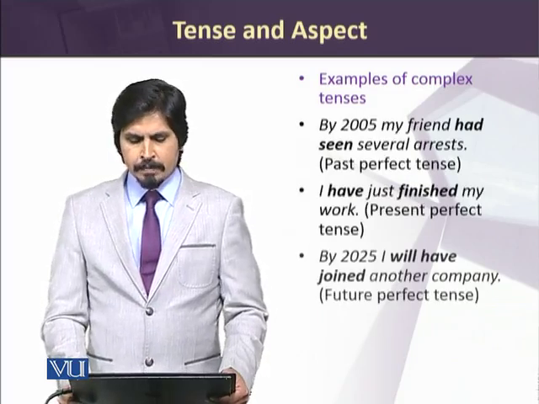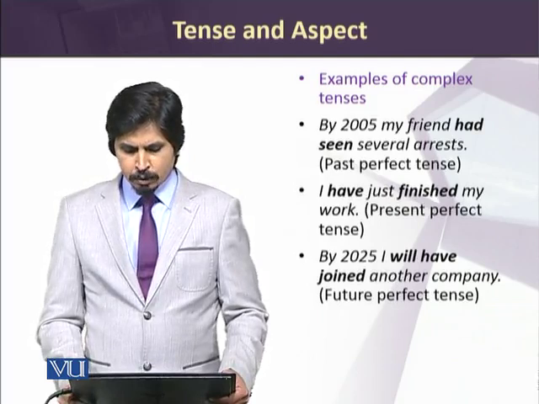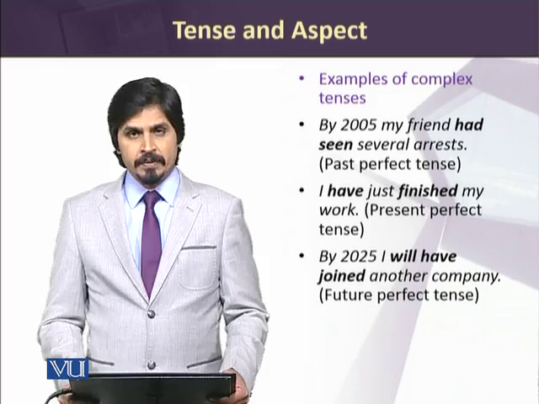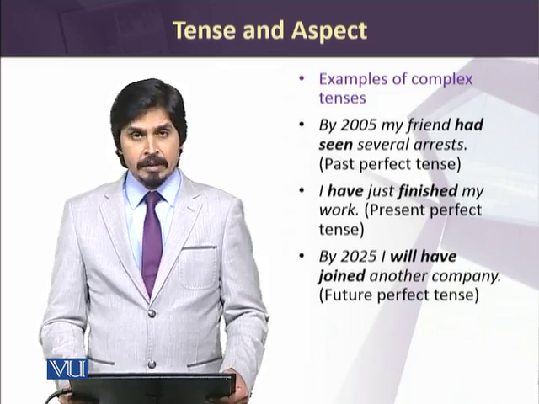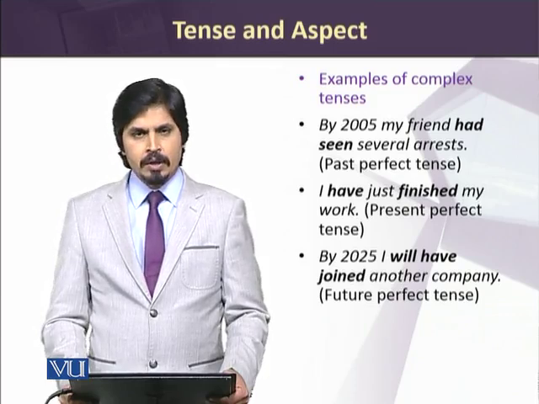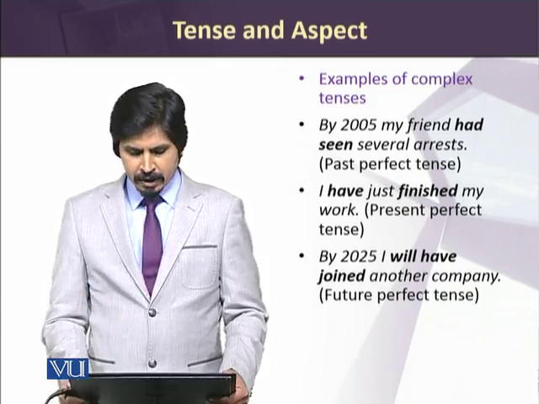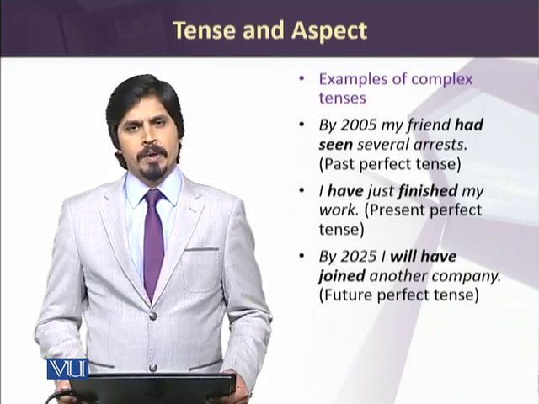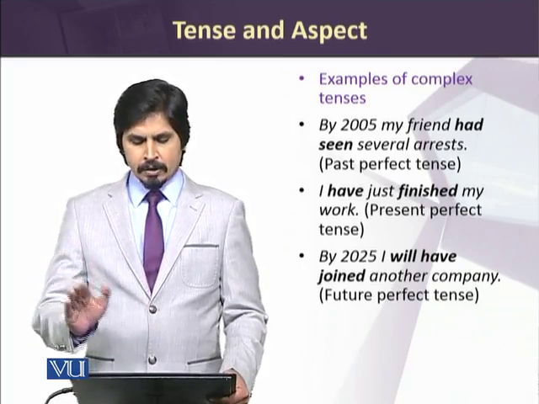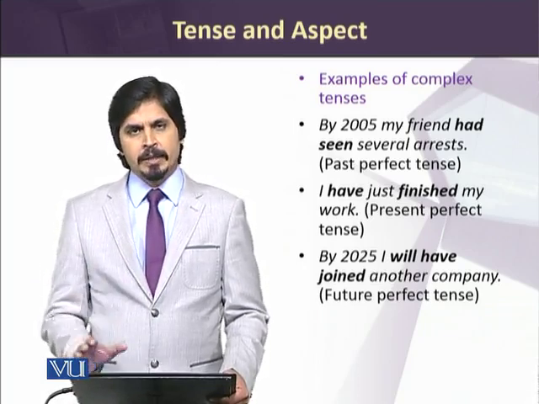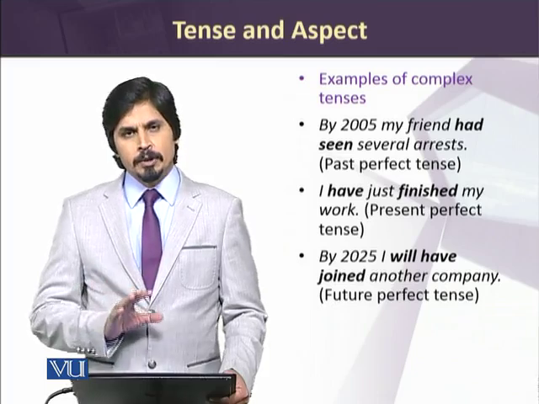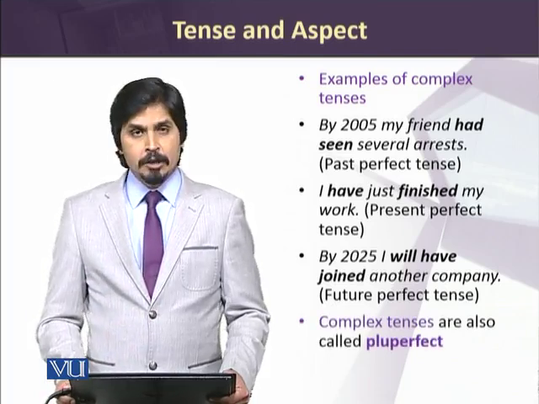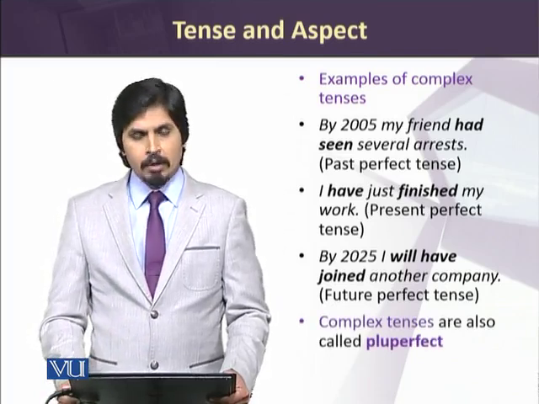Here are some more examples of complex sentences. By 2005, my friend had seen several arrests. This shows past perfect tense. The next example is, I have just finished my work, which is present perfect tense. By 2015, I will have joined another company. This is future perfect tense. So the aspect of perfection or perfect can be associated with all tenses. And complex tenses are also called pluperfect.